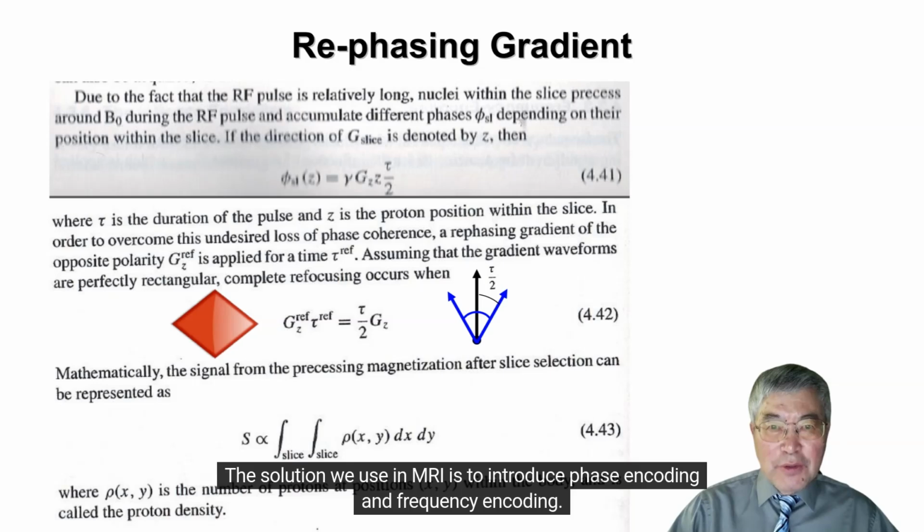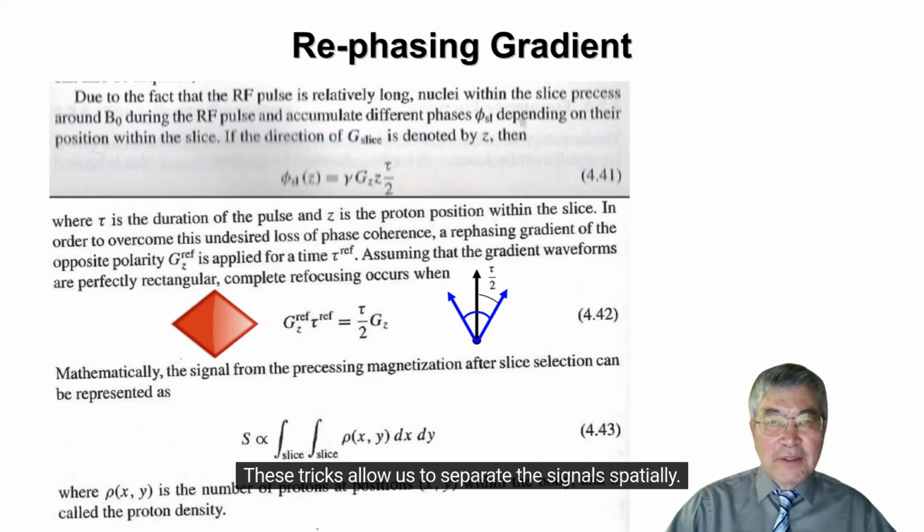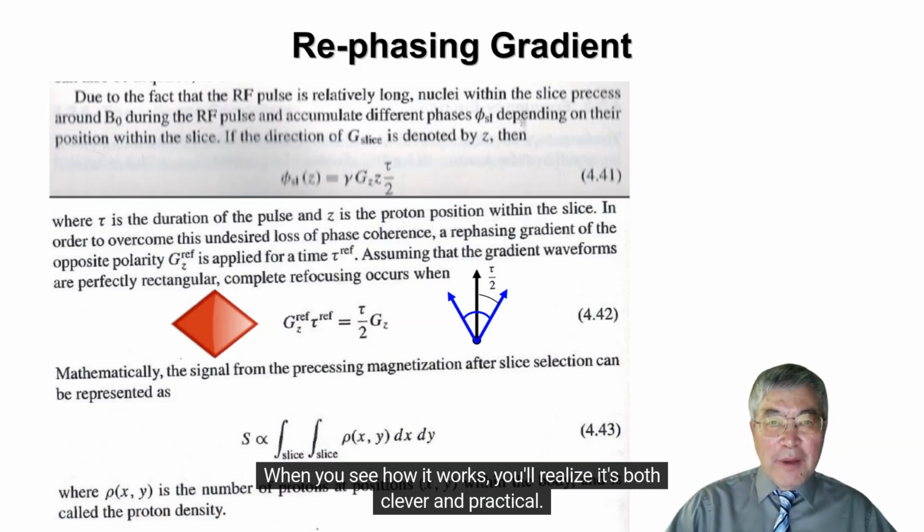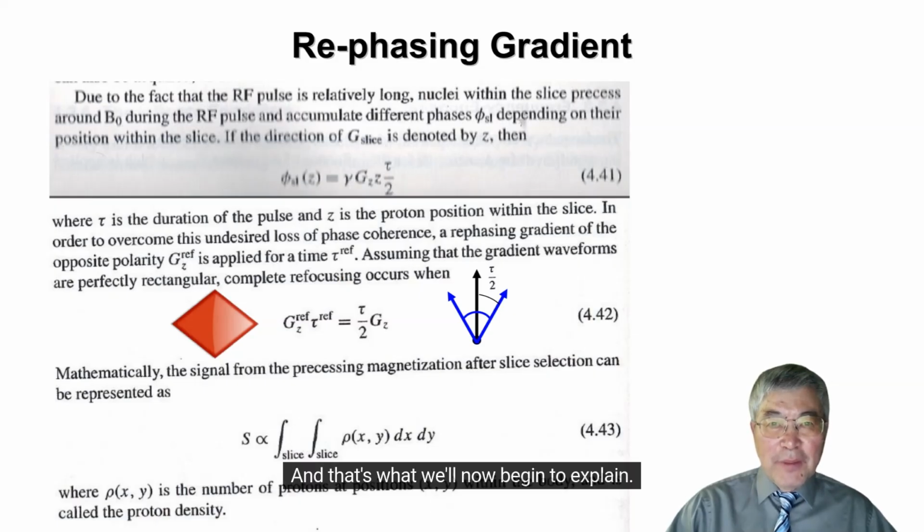The solution we use in MRI is to introduce phase encoding and frequency encoding. These tricks allow us to separate the signals spatially. When you see how it works, you'll realize it's both clever and practical. And that's what we'll now begin to explain.